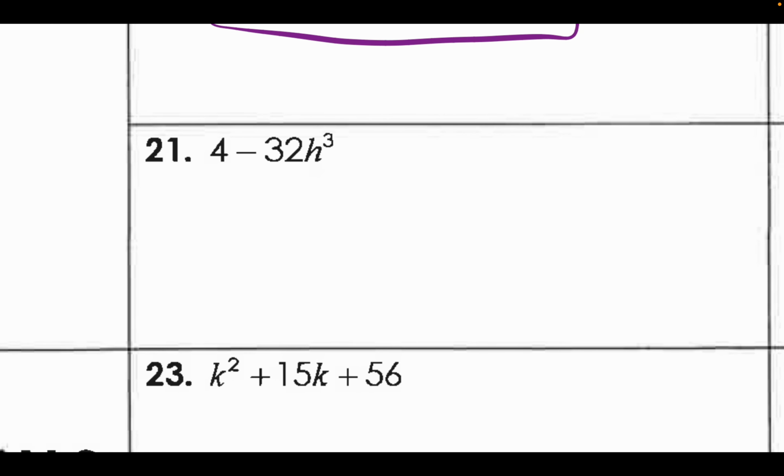Moving on to number 21. Here, neither of these are perfect cubes, but we have a GCF of 4. So we get 4 factored out, and we get 1 minus 8h cubed. And we have 1 and 2h. So we have 4 out in front, 1 minus 2h in the first parenthesis, 1 squared, which is 1, plus 1 times 2h, which is 2h, plus 2h squared, which is 4h squared.